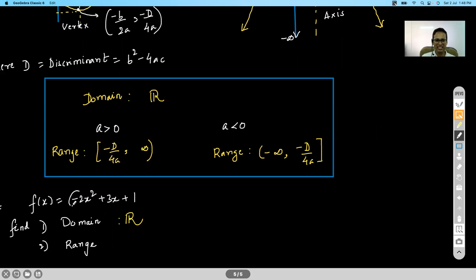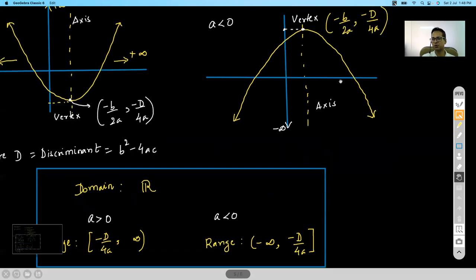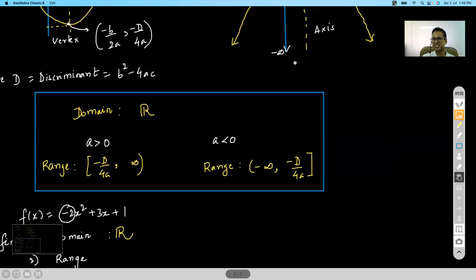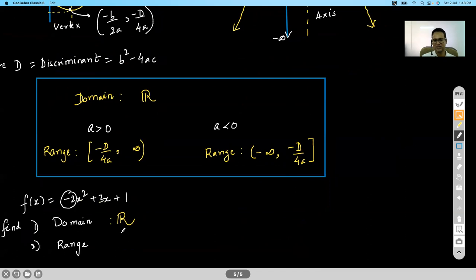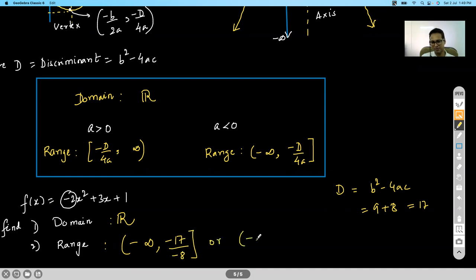In this case, since your A, that is the leading coefficient, is negative, the graph is going to be opening downwards, right? So your range is going to be minus infinity to minus D by 4A. Now minus D is 4AC minus B square. Let's calculate D separately. D is B square minus 4AC. So B square is 9, minus 4AC is 8. So D is 17. So this is going to be minus 17 by minus 8, or you can write it in a more resolved form, 17 by 8. So this is going to be your answer for the range.